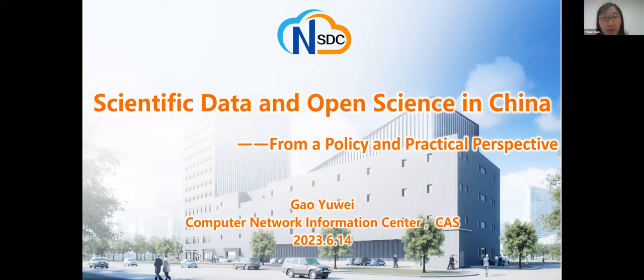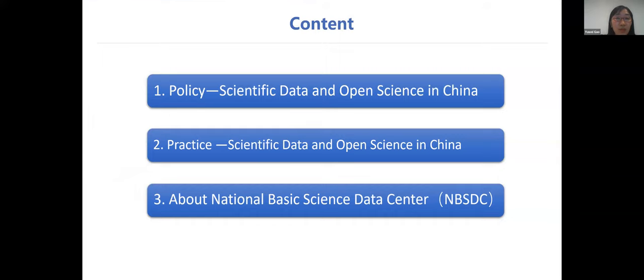I'm Gao Yuwei from the Computer Network Information Center of CAS, mainly engaged in scientific data management and sharing research. Today, I will introduce scientific data and open science in China from a policy and a practical perspective. I will share some information and viewpoints based on public information and my work. First, I will introduce the policy for scientific data and open science in China.